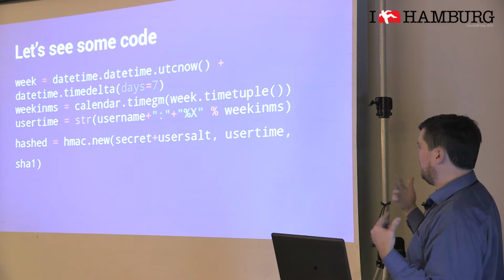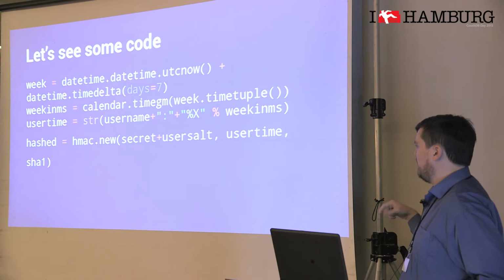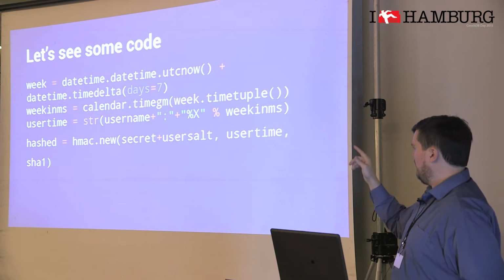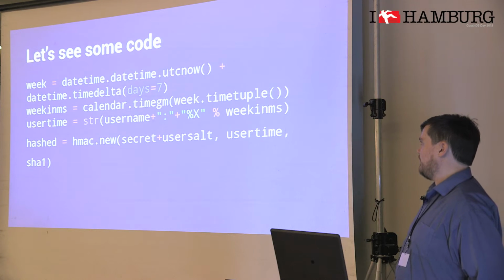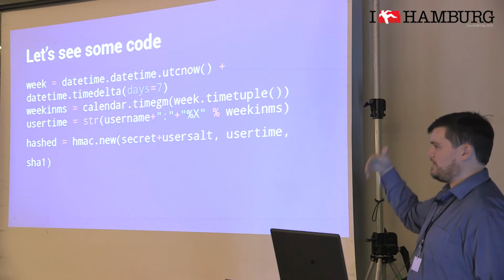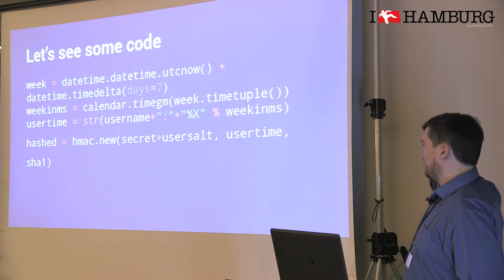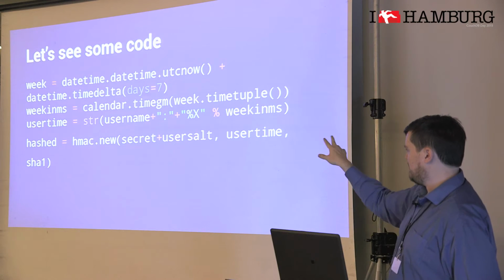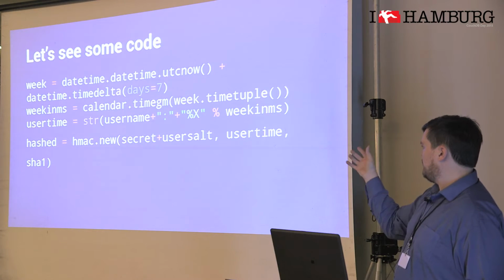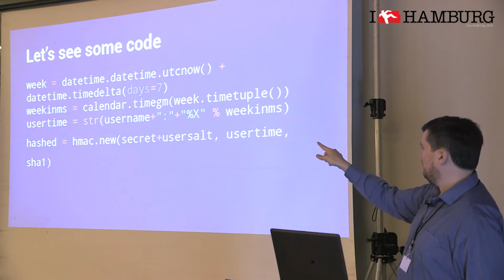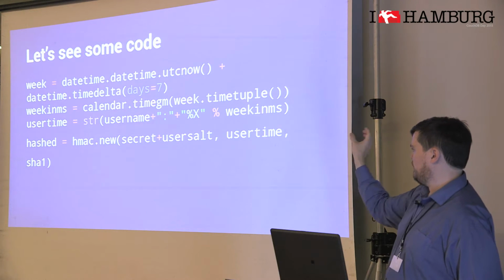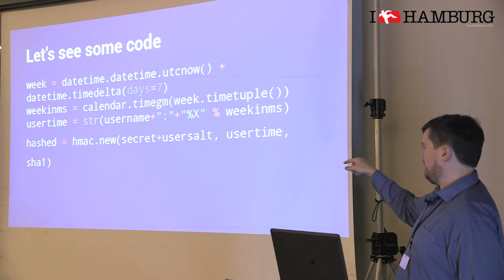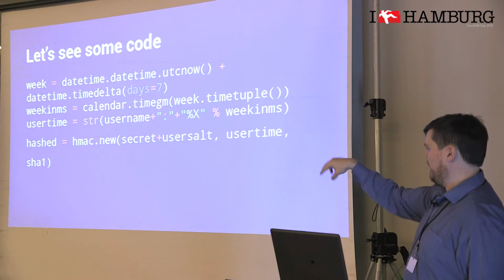So this is some of the code to actually make the cookie. So what do we do? What this does is get the current UTC time, then adds 7 days. Then it makes it so it's in the format that Erlang expects. It puts the username and the timestamp together. Then it creates a hash map through SHA-1 of it.